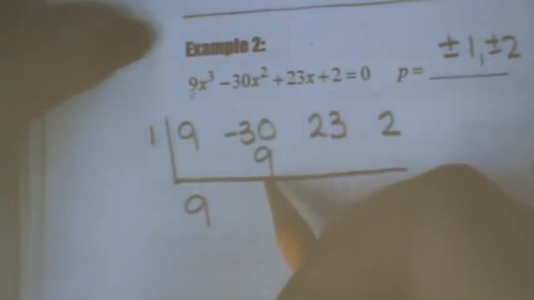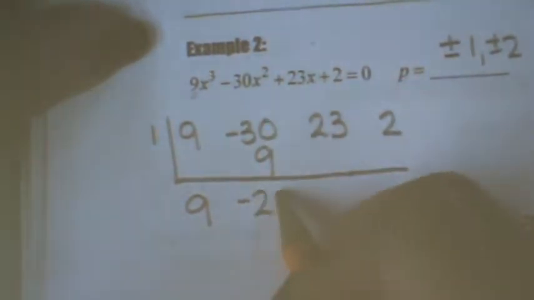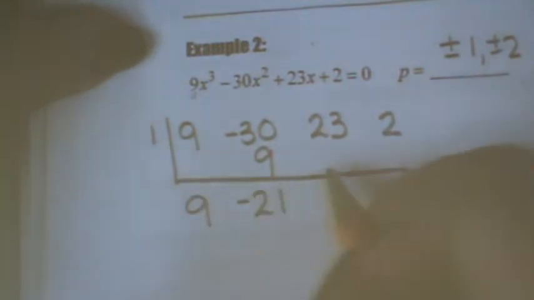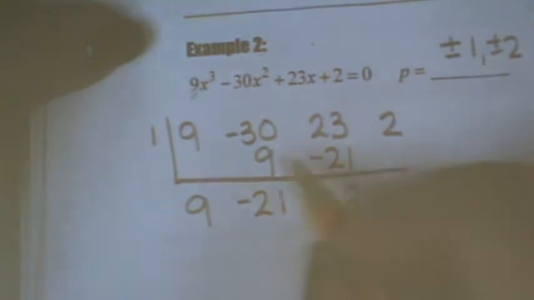What is 1 times 9? 9. So you're gonna add, what do you get? -21. Multiply, what do you get? -20. I get 2. So you multiply and then add, 2. And then what's 1 times 2? 2.